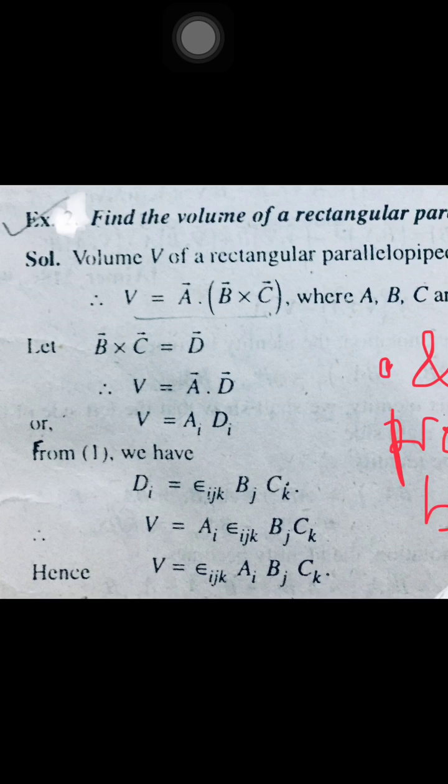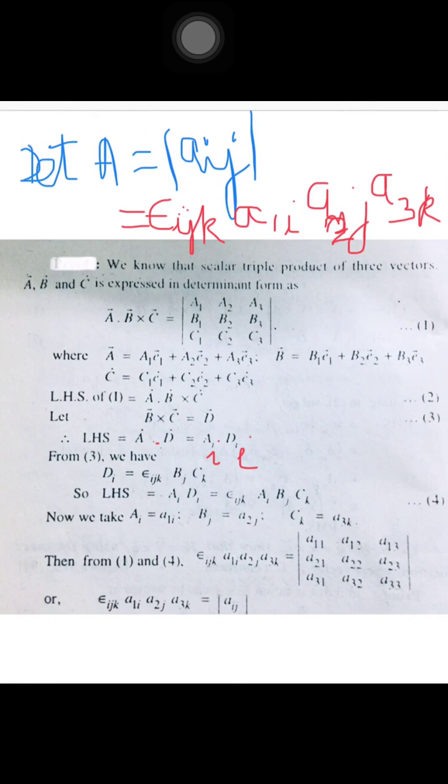This is the volume of a rectangular parallelepiped, in a very simple way. In case we solve it by vector algebra, it is a very lengthy question. But in index notation it becomes very short and easier to represent. One more example we have taken here.